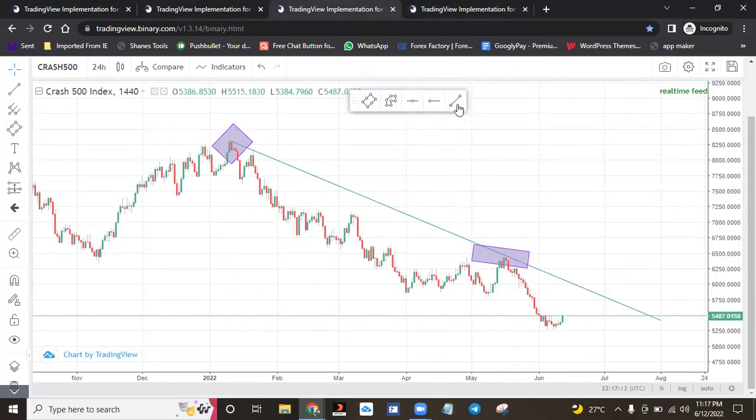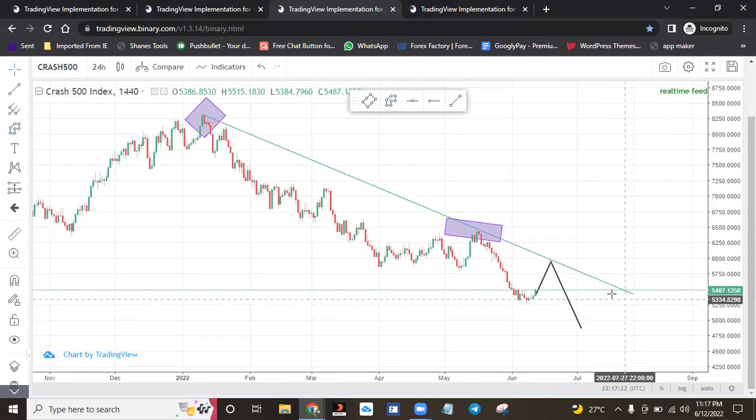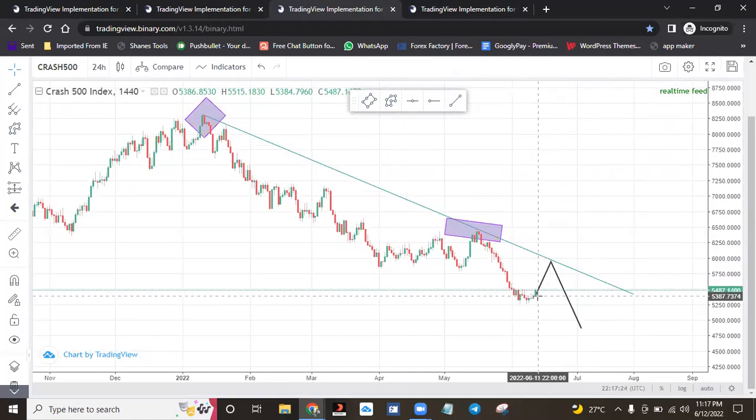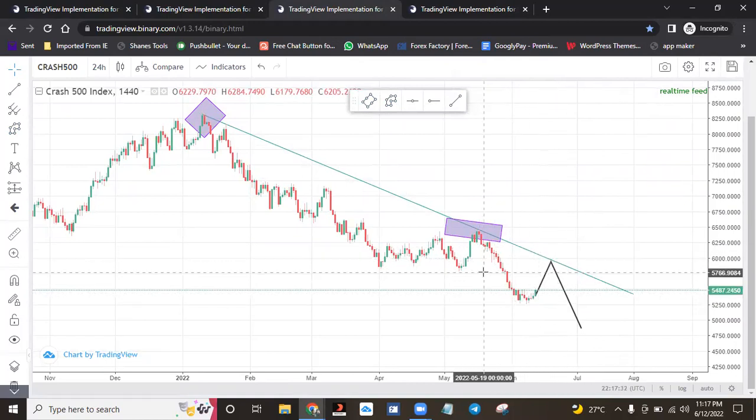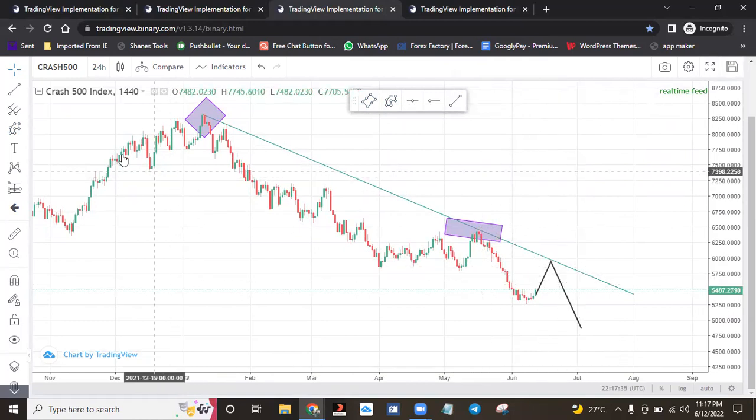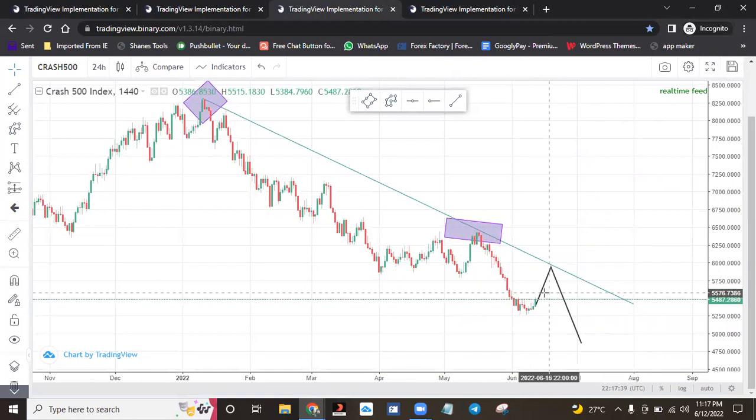And then we should be expecting probably a third touch anytime soon, somewhere around here, before we find a good selling opportunity. This simply means that this week, price might likely be bullish in Crash 500. Price might likely be bullish, okay? So we just want to be patient with it. If you don't find good selling opportunities out of Crash 500 this week, just look out for other markets because it might likely go bullish, all right?